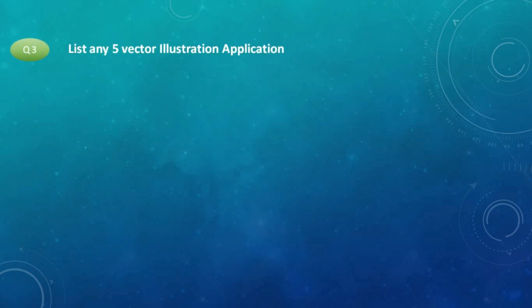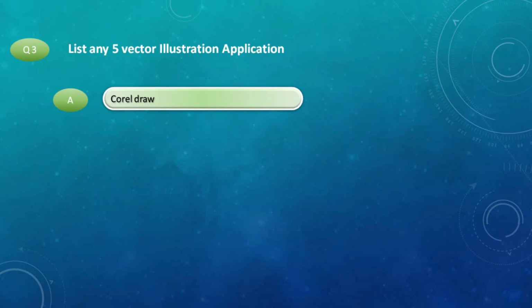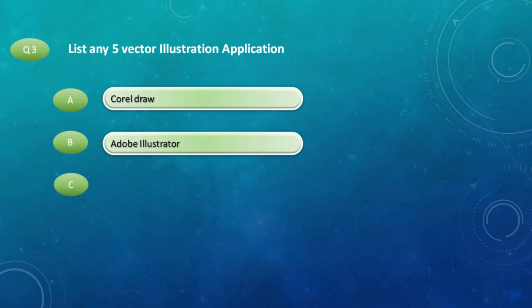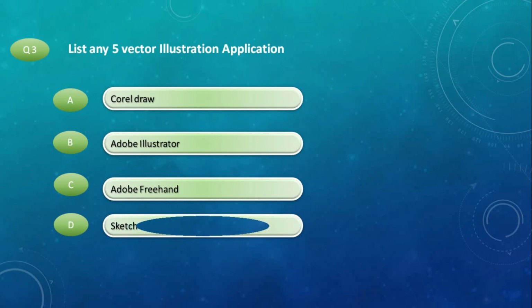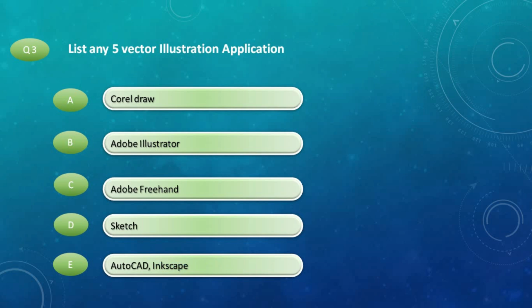List any 5 vector illustration application. We have Corel Draw, Adobe Illustrator, Adobe Freehand, Sketch, AutoCAD, and Inkscape. So we can say Corel Draw, Adobe Illustrator, Adobe Freehand, Sketch, AutoCAD, Inkscape. So all these are vector illustration application.